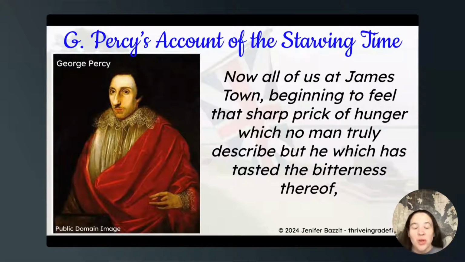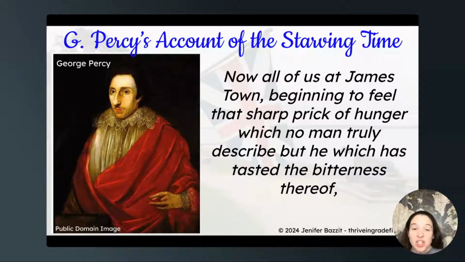This is what George Percy wrote as he was looking back at the starving time. I would point out to my students that he didn't actually write this journal entry during the starving time because just like all of the other settlers, he was desperate. He was starving. He would not have wanted to sit and write during the starving time.